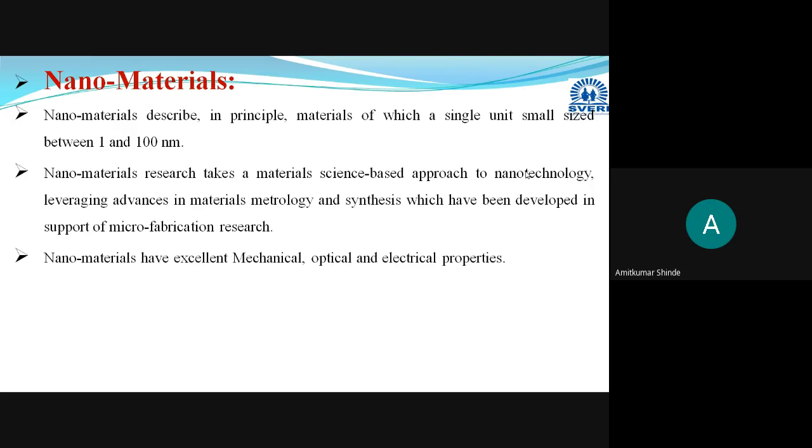Now as the particle size of these nanomaterials is very small, they provide excellent tensile strength. Tensile strength and hardness related properties will be very good. That is the mechanical properties. Then there are optical and electrical properties. In this sense, their thermal conductivity properties will be very good.